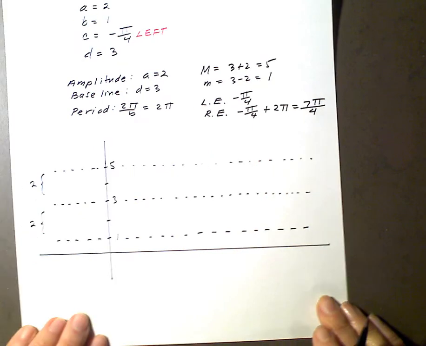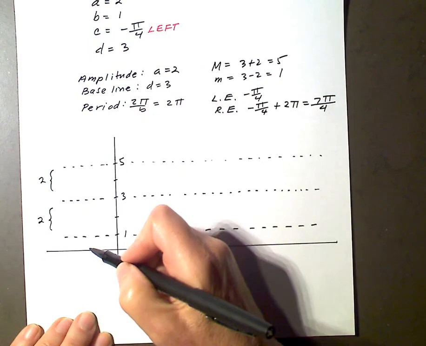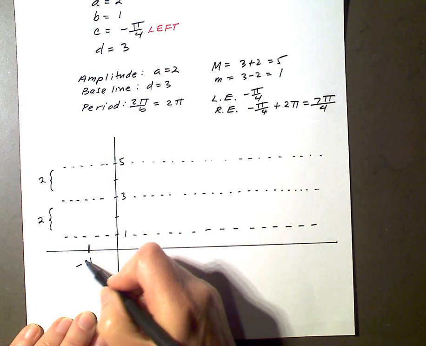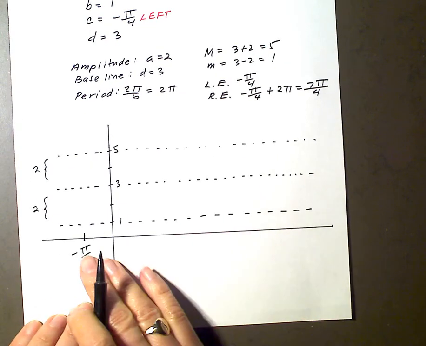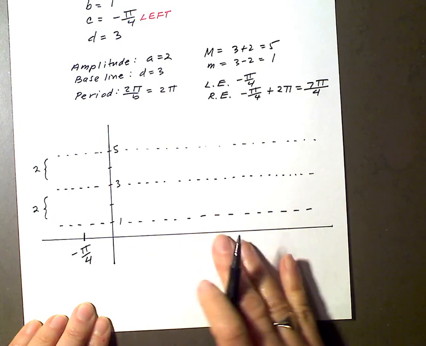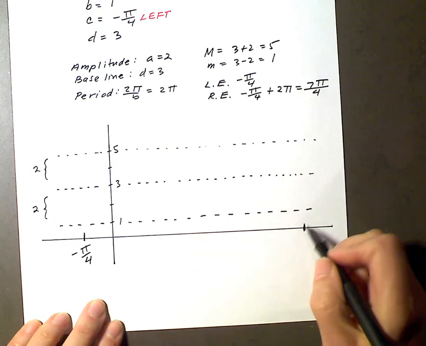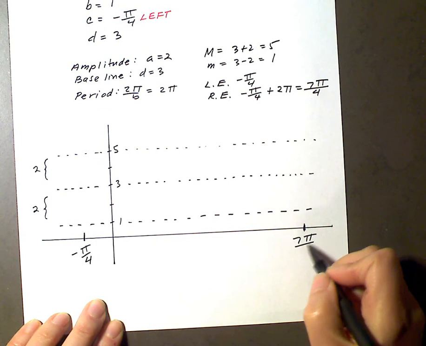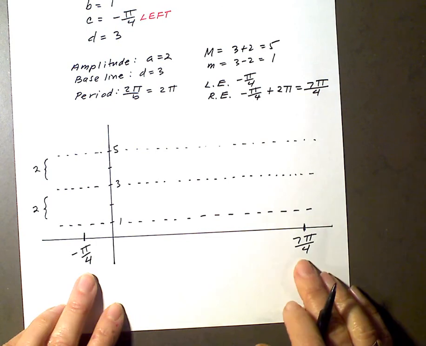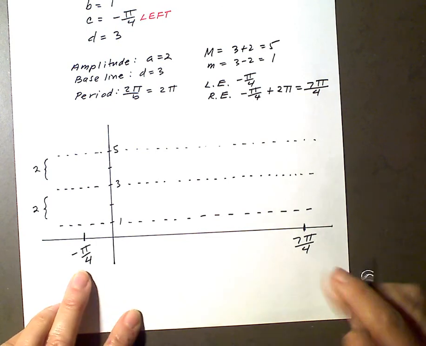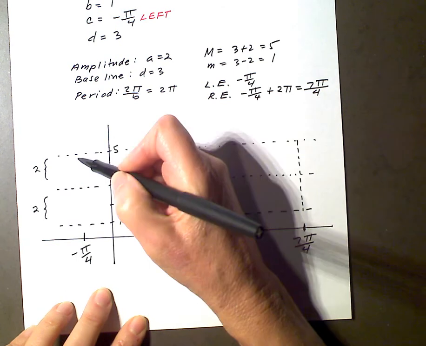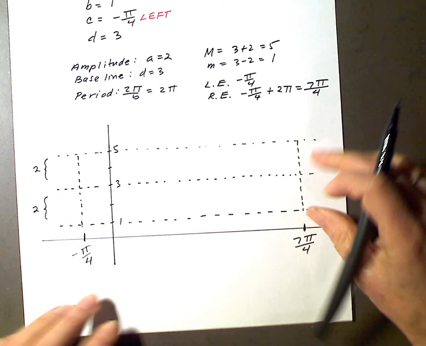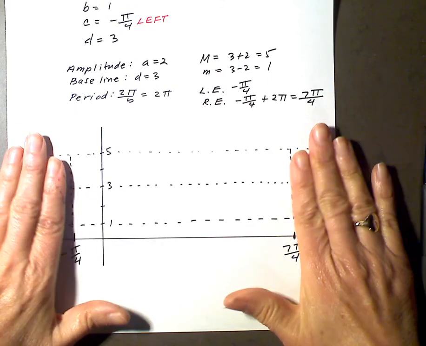So the left edge, if I just make this negative pi over 4, and if that's a fourth of 1, 2, 3, 4, 5, 6, 7, maybe 7 pi over 4 would be out here. So the right edge of the function, I now know, is going to be here, and the left edge of the function will be here. So everything's going to fit inside of that box right there.